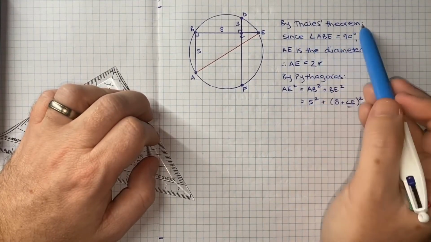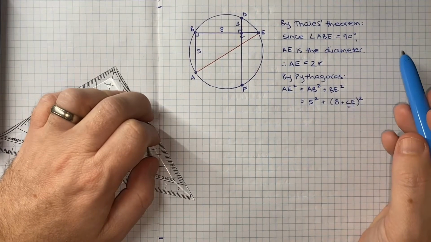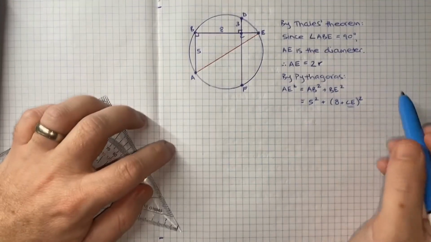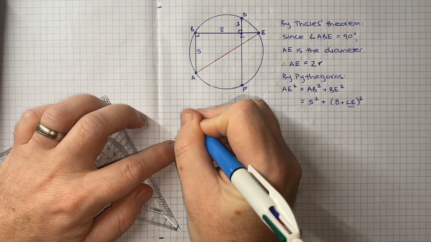I think making use of Thales' theorem is quite useful. Another theorem I think is going to help us is the intersecting chords theorem.